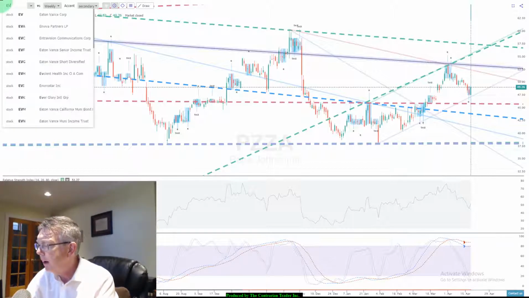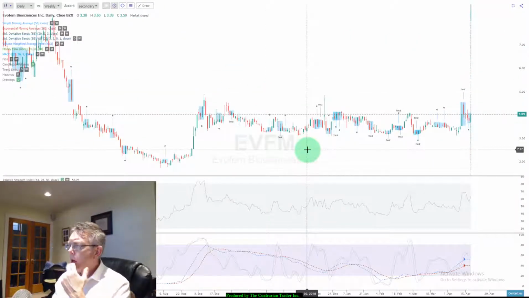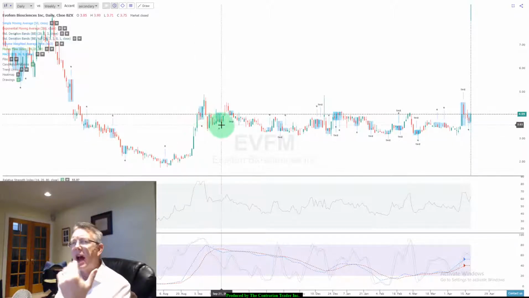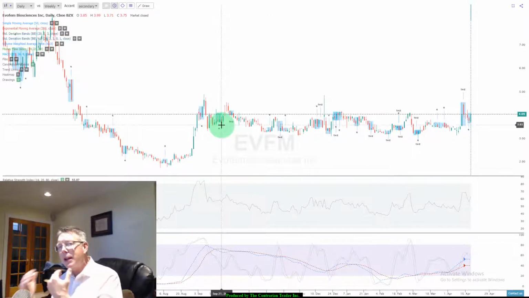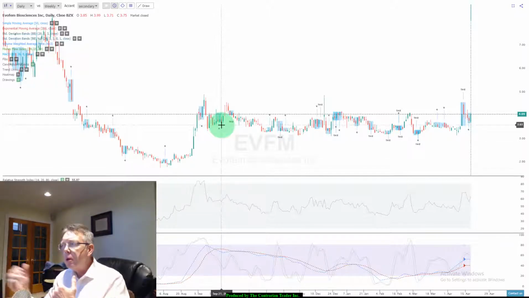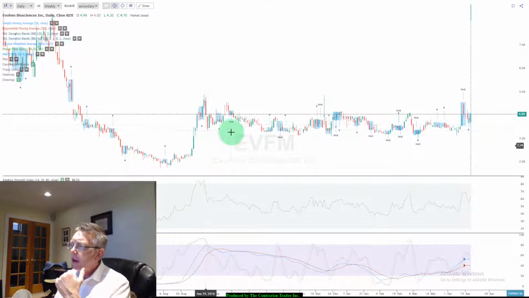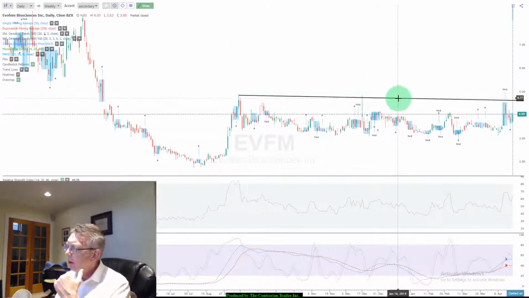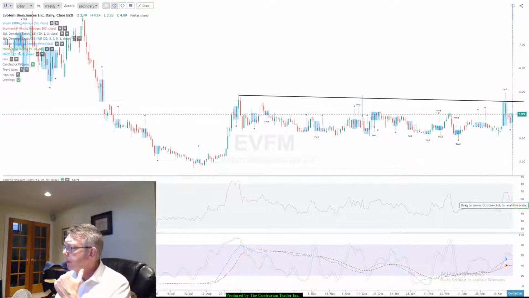Let's bring up EVFM. All right, so an interesting chart in that we were in a downtrend. We broke out of that downtrend here on August the 29th, and ever since then, we've been digesting those gains, which is great stuff. What I always like to say is the longer the consolidation, the greater the validation of any breakout. So what we're seeing now is an effort by longs to break the shares out above resistance.